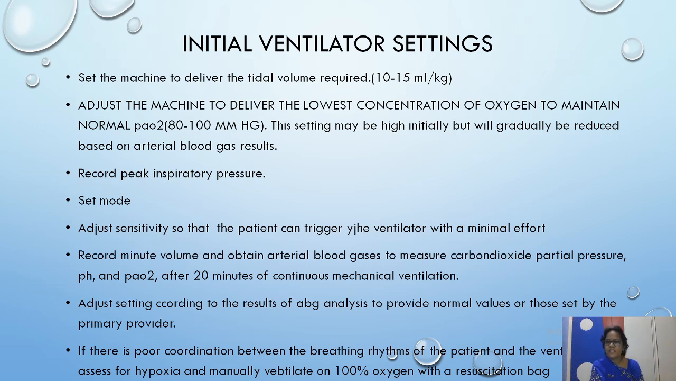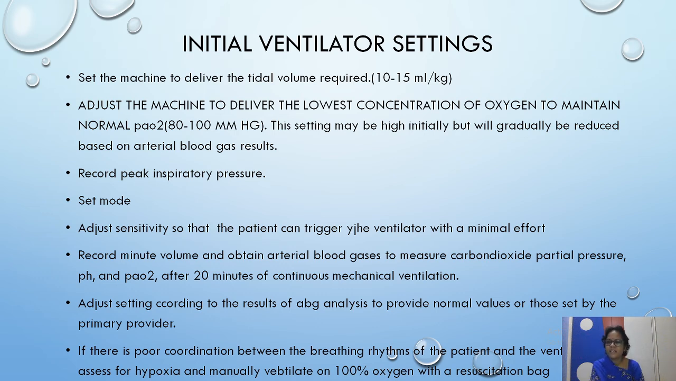Then adjust the machine to deliver the lowest concentration of oxygen to maintain normal partial pressure of oxygen, nearly 80 to 100 mm of Hg. This setting may be high initially but will gradually be reduced based on arterial blood gas results. And record peak inspiratory pressure. You set the mode, whichever mode is required for the patient.